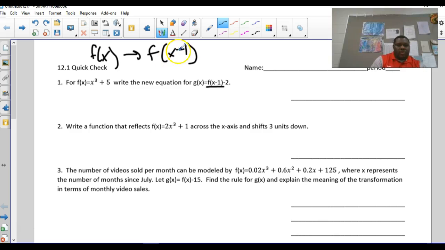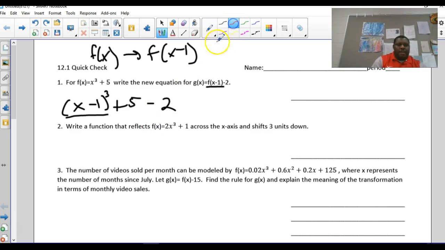So where there's an x, we need to subtract 1. So right here, this is f of x minus 1. We're going to take this and change it to x minus 1. Now because this was x cubed, this still is cubed. It goes from x to x minus 1, cubed, plus 5. And once we make that change, we need to subtract 2 from the whole thing as well.